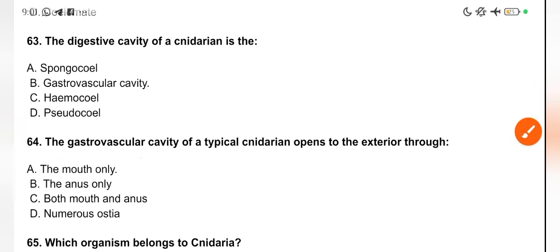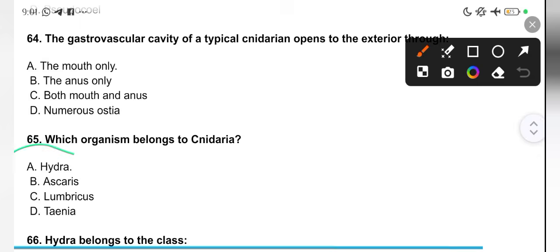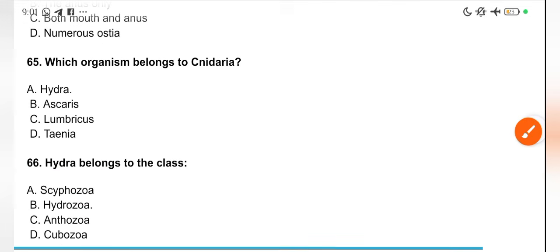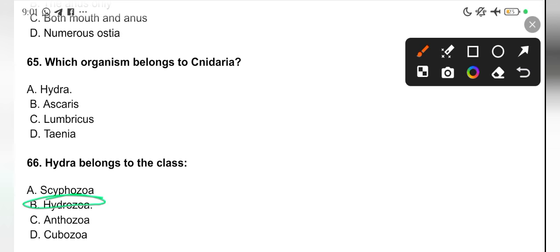65. Which organism belongs to the Cnidaria? Hydra. Hydra is a common organism for the Cnidaria. Cnidaria is also known as Coelenterata. Okay, please take note of that. The Hydra belongs to the class Hydrozoa. So under the phylum Cnidaria, we still have class.